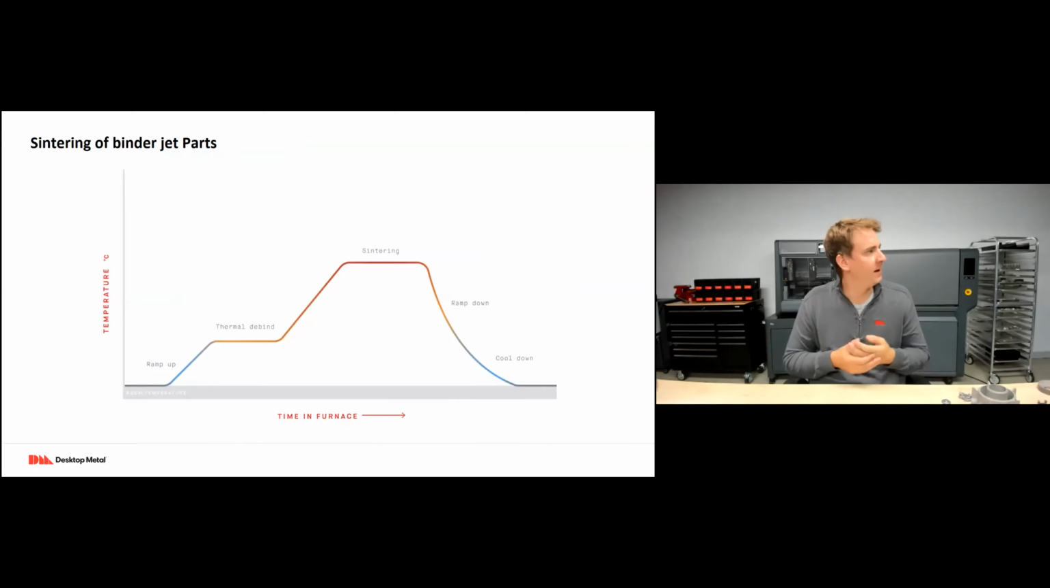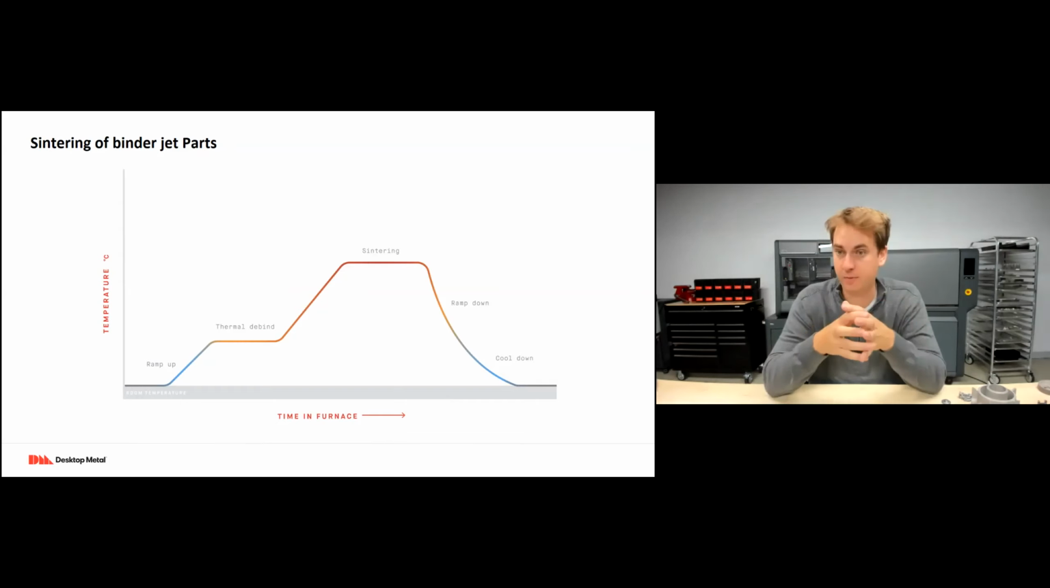After printing is complete, you're going to take out your build box. You're going to have to depowder it because it's going to be a solid cake of powder. You're going to remove all your parts from that, shake out all the loose powder, which can then be recycled for another print job. You're going to put your printed parts into the furnace because at that point they're just held together with the binder.